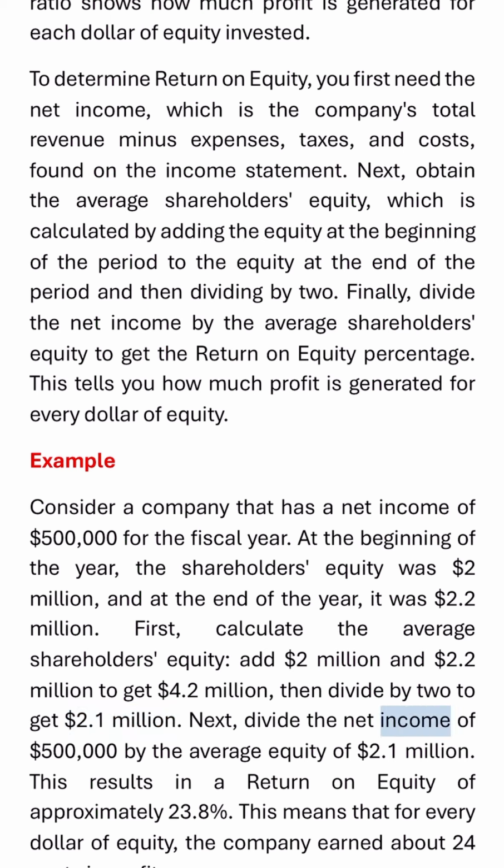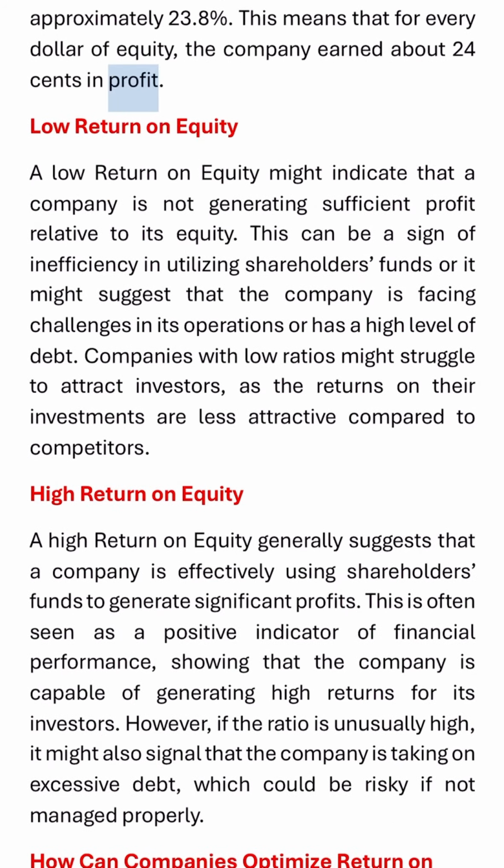Next, divide the net income of $500,000 by the average equity of $2.1 million. This results in a return on equity of approximately 23.8%. This means that for every dollar of equity, the company earned about 24 cents in profit.